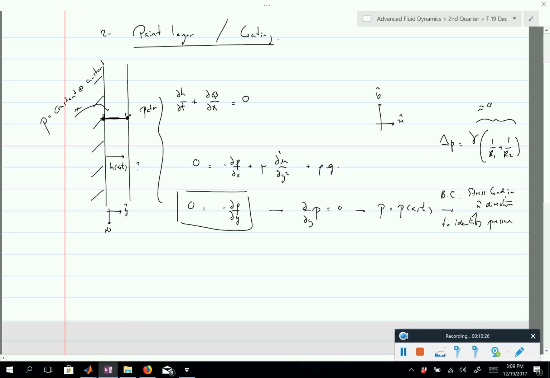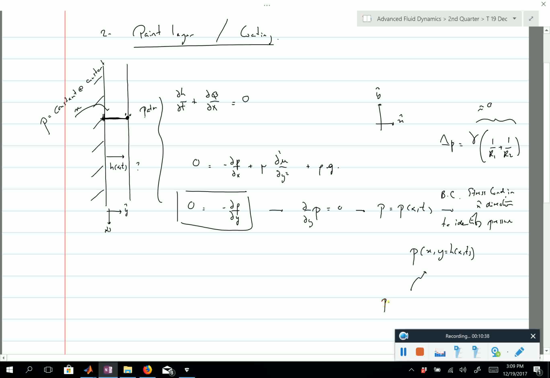So let me write that really quickly. So I have P, then at X, and you can write Y equals to H of X. Right, so this is the pressure at the interface, minus P atmospheric, which is equal to sigma times the average curvature, and this here is equal to 0 because the interface is almost flat.